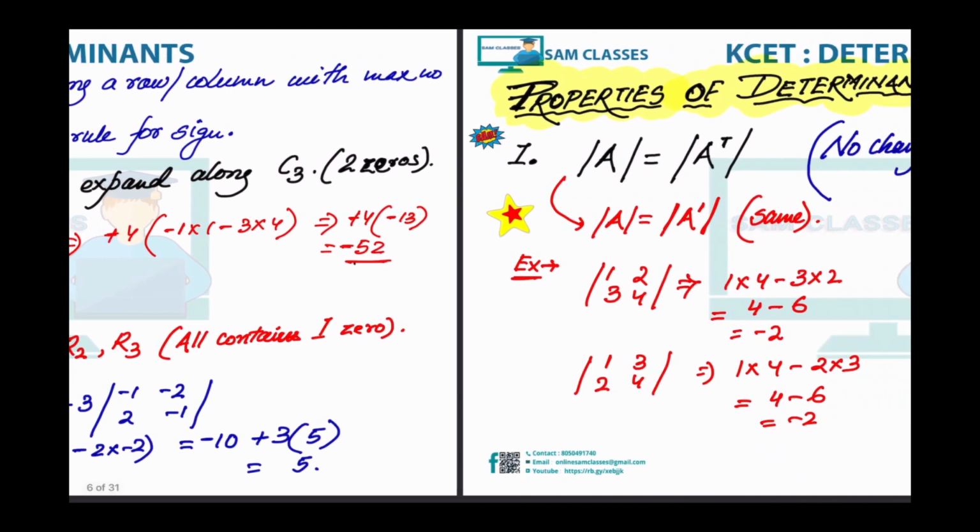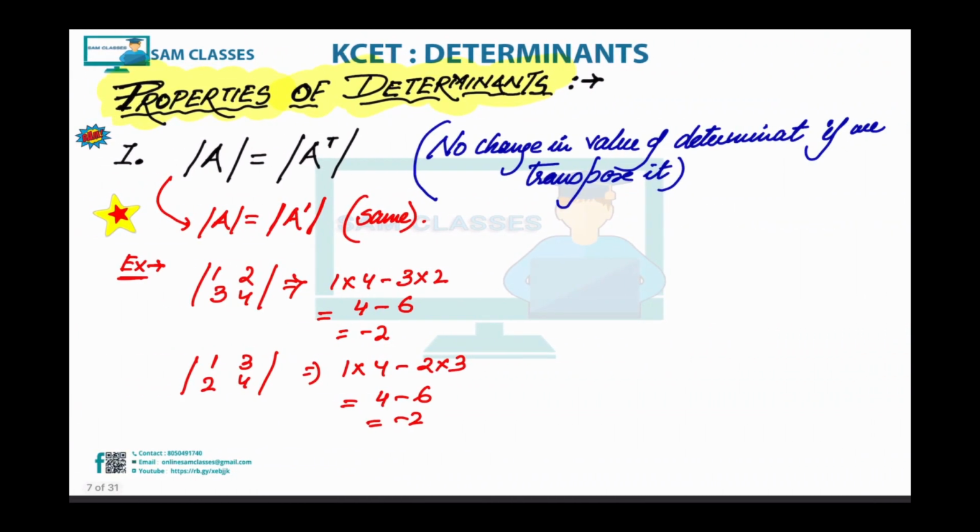Now, coming to the next section, students. Properties of determinants. So what are the different properties we need so that we can do it the fast way? Now, these properties are more important for KCET. Okay. And among these, which ones are very much important?